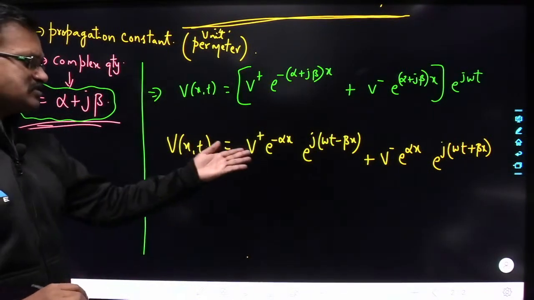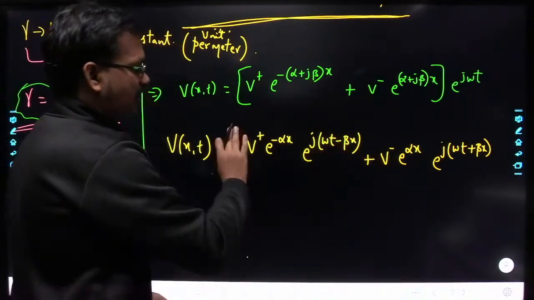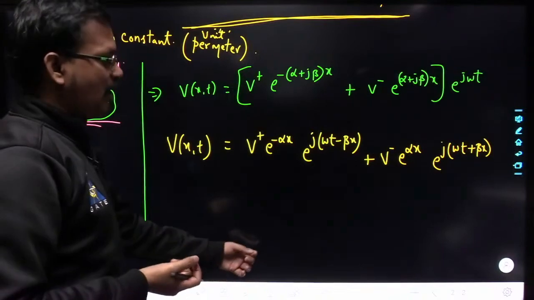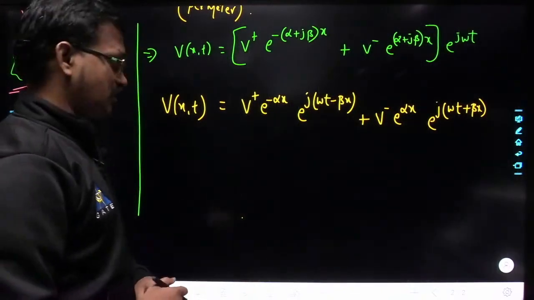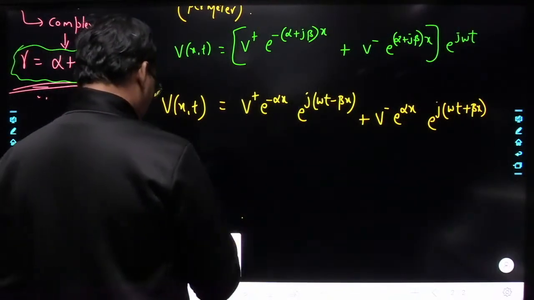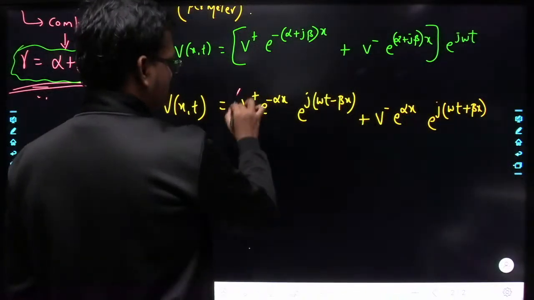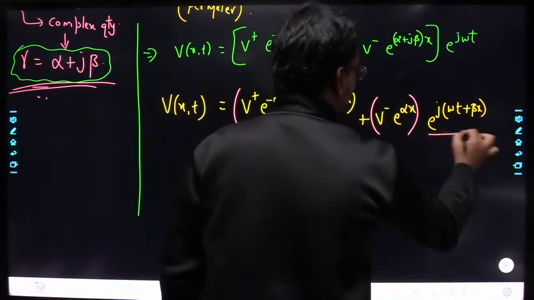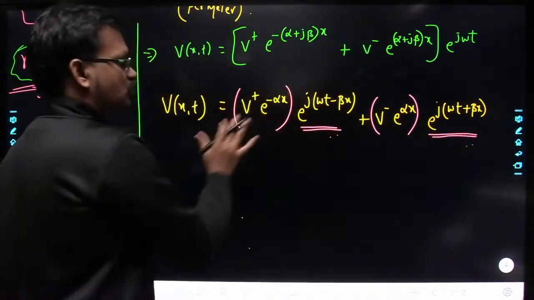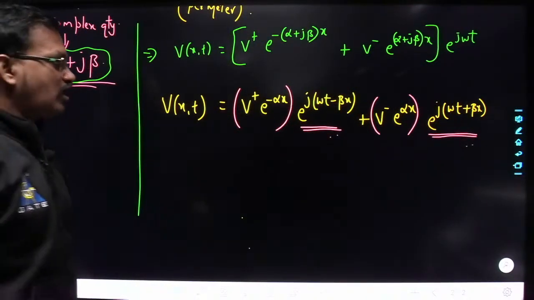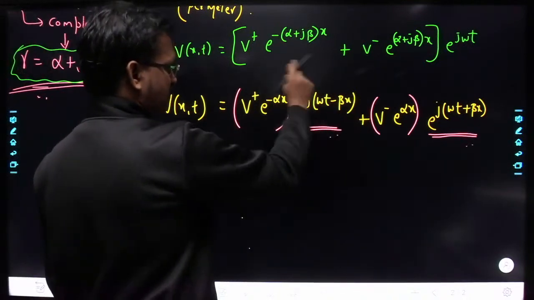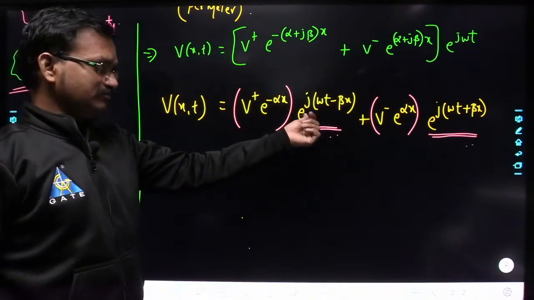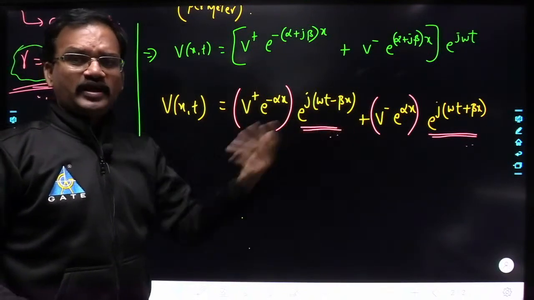Similarly, in place of v plus and v minus, if you write i plus and i minus, that becomes the solution of current on the transmission line. Now, by observing, how is this solution looking? What will this term represent? It is just like a function of vt minus x.